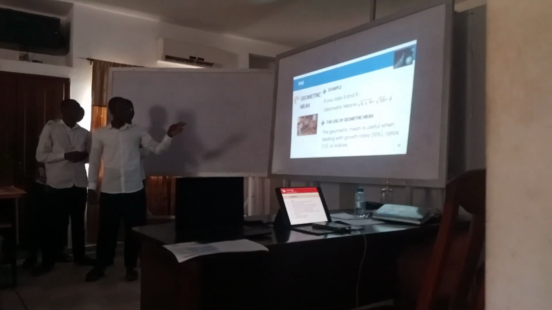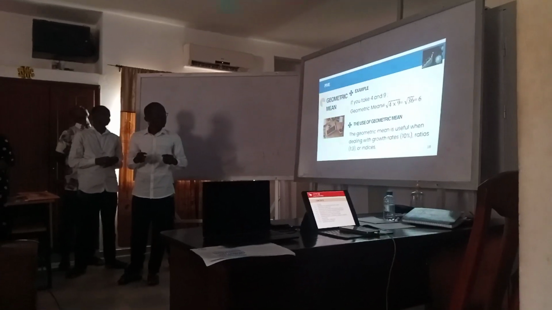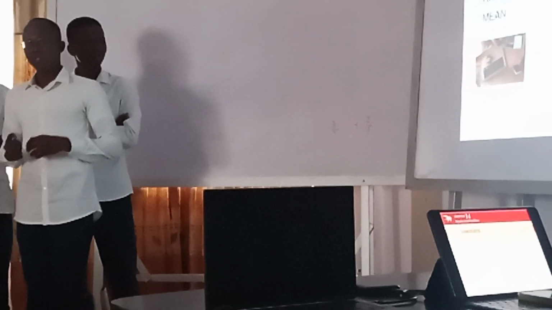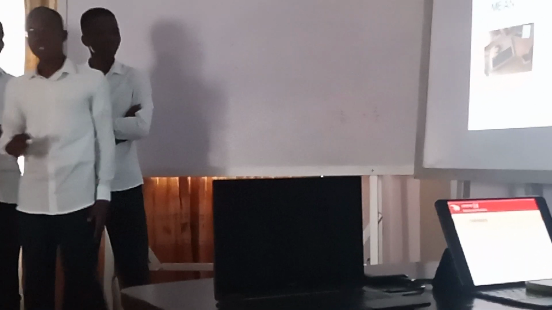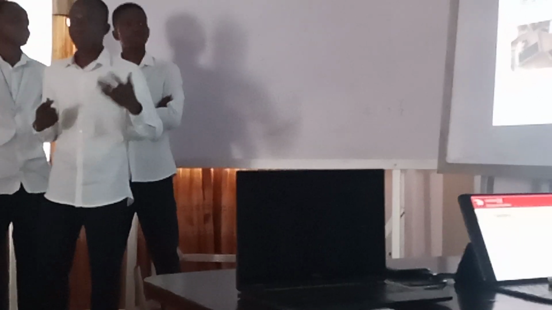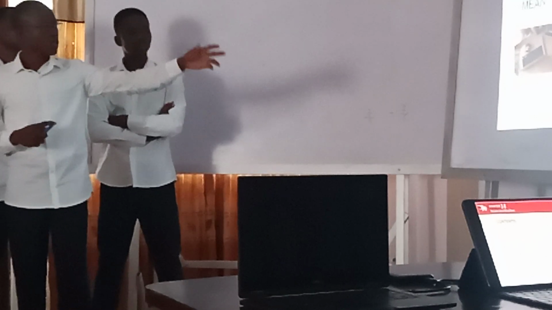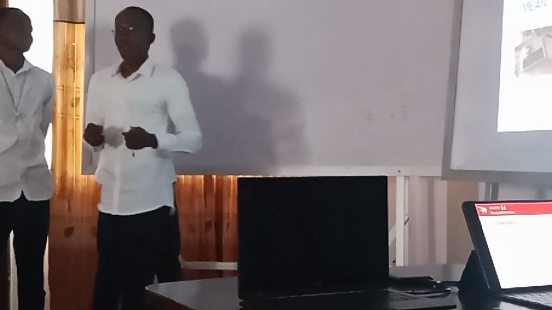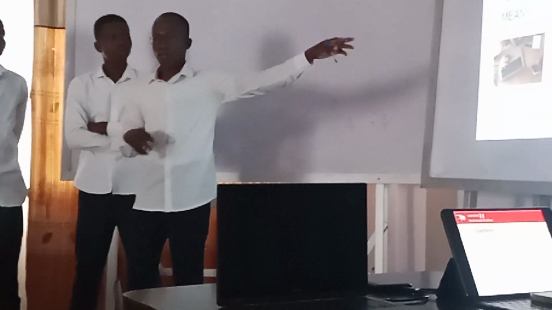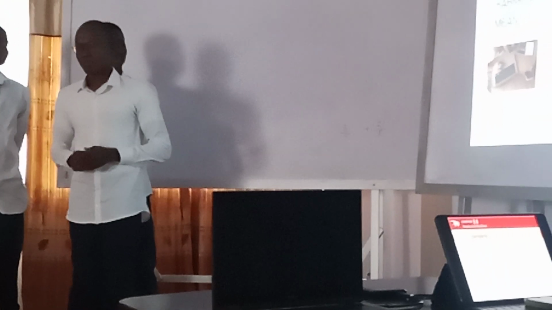About geometric means. The geometric mean is useful when you deal with growth rates, ratios, and NPs. Now let's move on to harmonic means. The harmonic mean of n positive numbers, integers of course, is given by this formula. Let's take an example. For example, you have again two numbers, 4 and 9.